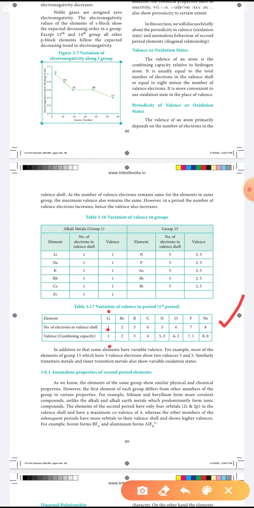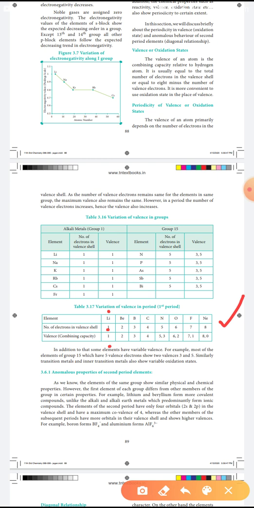Boron valency 3. Carbon valency 4 because the outer orbit has 4 electrons. Nitrogen has 5 electrons, so nitrogen has variable valency 3 or 5. Oxygen has a variable valency 6 or 2. Fluorine 7 and 1. Neon 8 and 0. Okay.